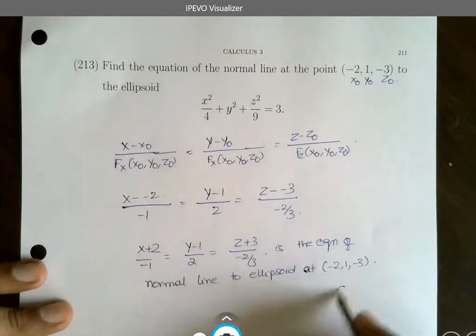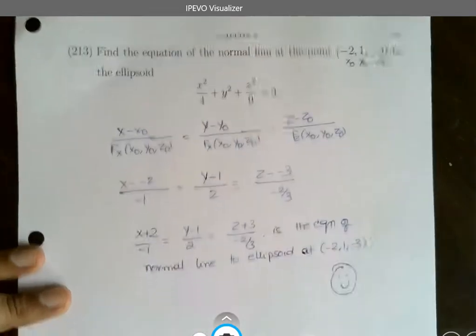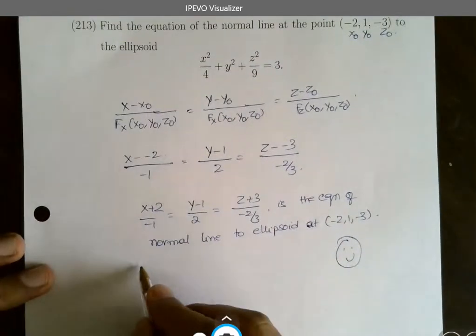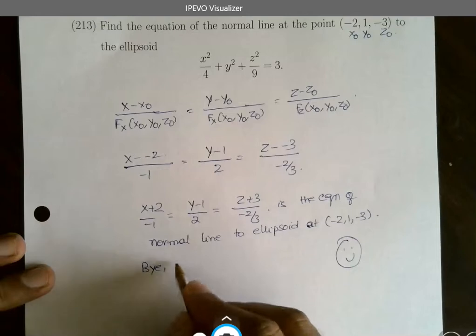Okay, that finishes section 14.6. I hope you're clear.